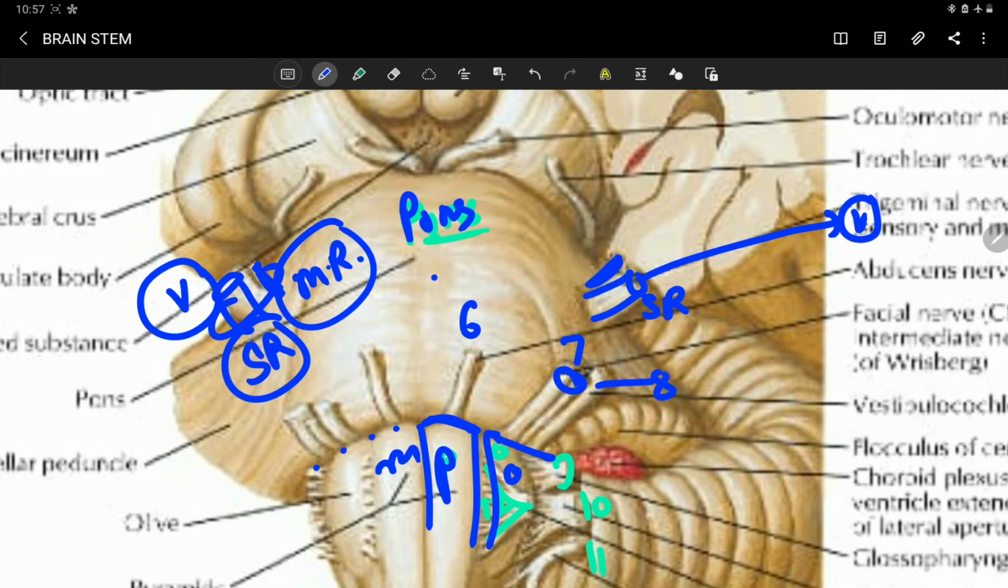So at the pons level, you can see the 5th cranial nerve, its sensory root plus its motor root, emerging out. Also at the pontopyramidal junction, the 6th cranial nerve is emerging out, and at the ponto-olivary junction, your 7th and 8th cranial nerves are emerging out.